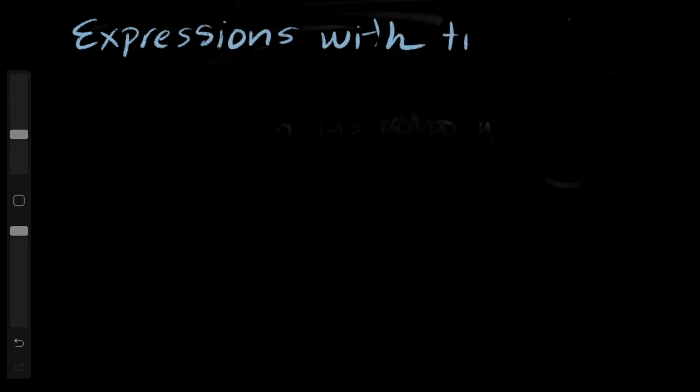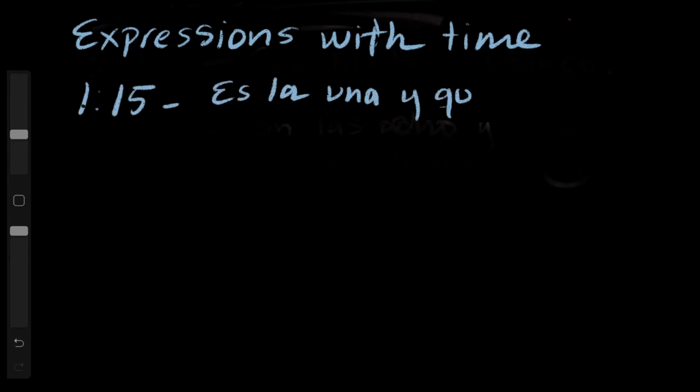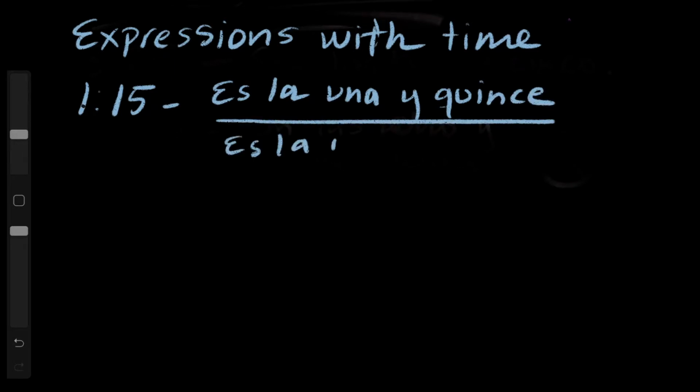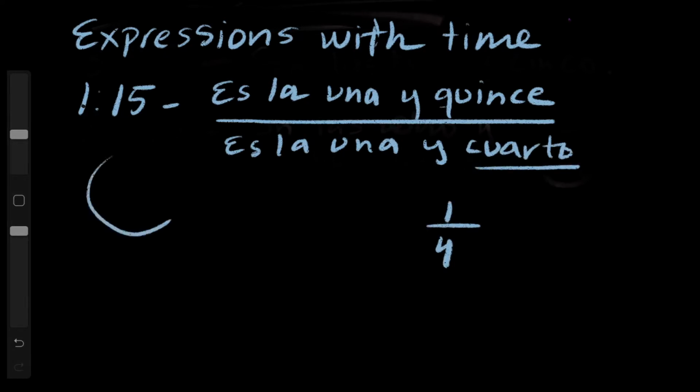Now we're going to take a look at some common expressions that we use in Spanish when we talk about time. With this time, 1:15, we can say two expressions. We can say es la 1:15 or es la 1:15. Now notice, this is not cuatro, this is cuarto. Cuarto means a quarter because a quarter of the hour has passed by.